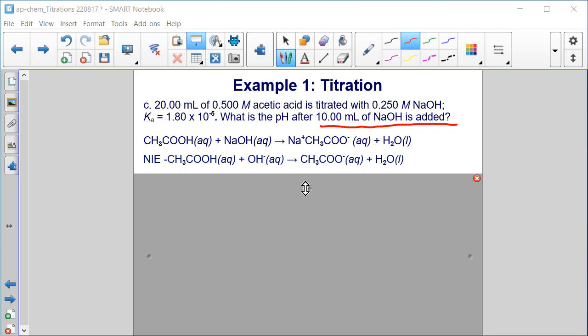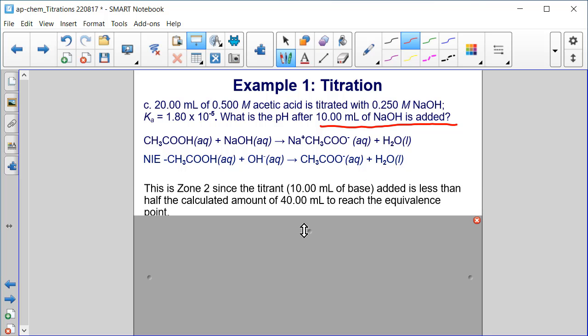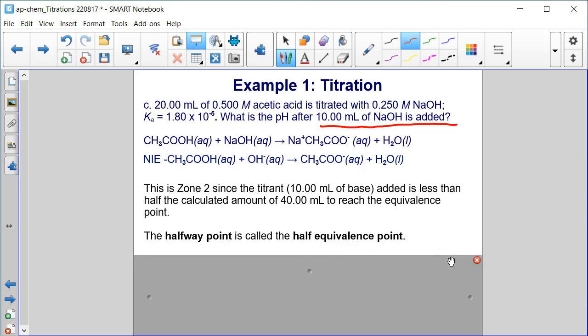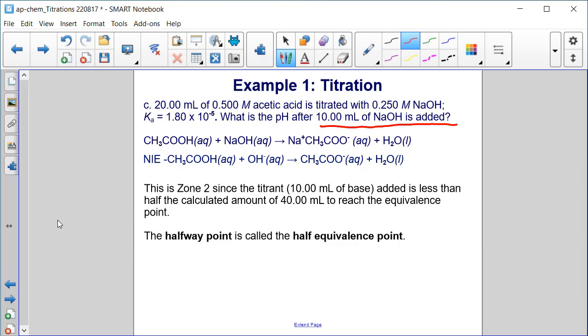If only 10 milliliters are added, this is zone 2, because the 10 milliliters of base, the titrant that is added, is less than half of the 40 milliliters that we calculated to reach the equivalence point. So we're early on in the titration here. We're not even halfway to the equivalence point. By the way, that's a special term. The halfway point, after I add 20 milliliters, has a special name. It's called the half equivalence point.